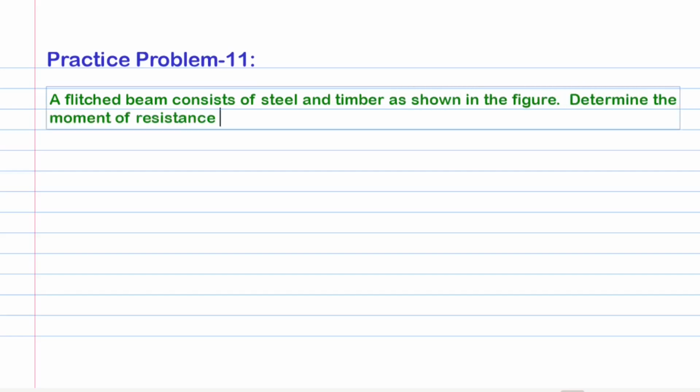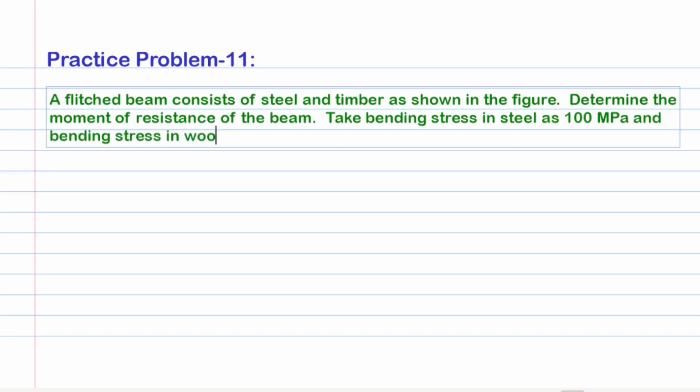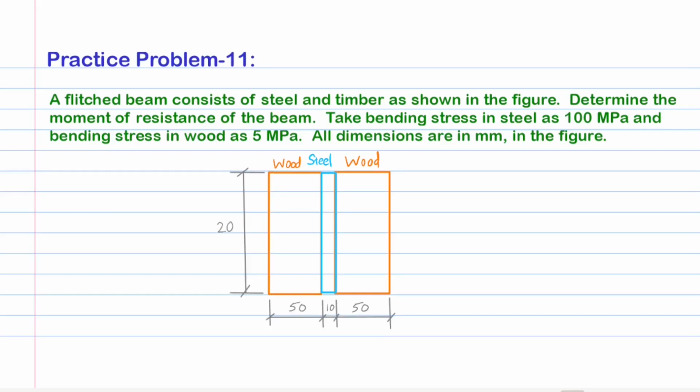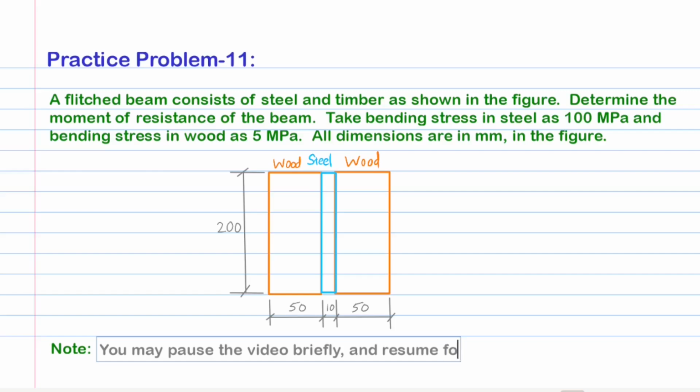Take bending stress in steel as 100 megapascals and bending stress in wood as 5 megapascals. All dimensions are in millimeters in the figure. The given figure is drawn for reference here along with dimensions. You may pause the video briefly at this stage, solve for the unknown parameter, and resume watching when the solution is ready for checking your answer.